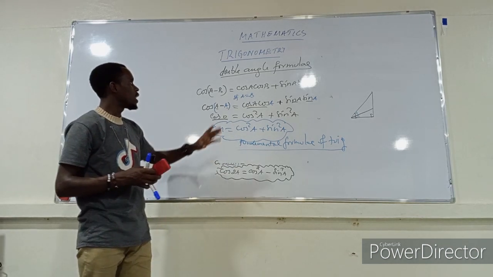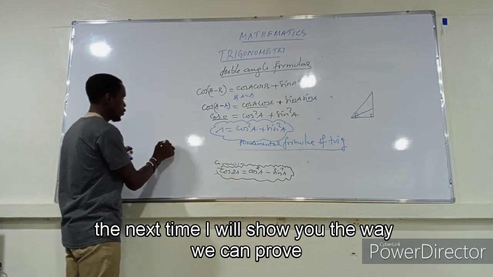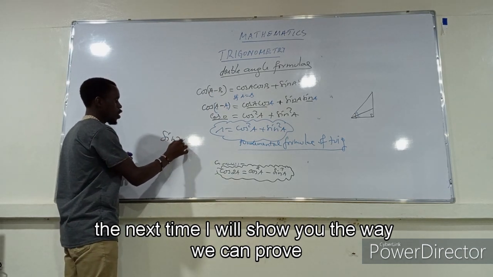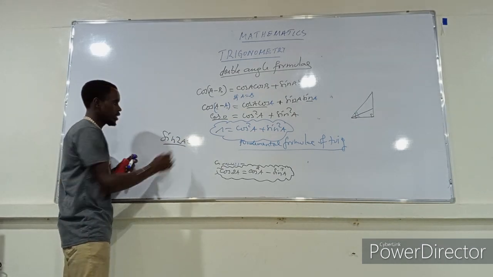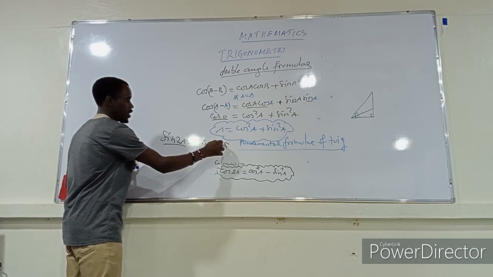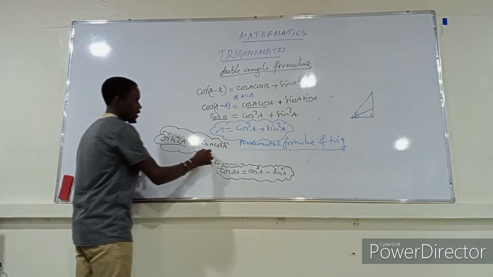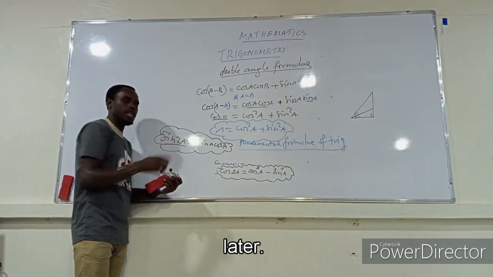And of course, next time I will show you how we can prove where sine 2A comes from. We know that sine of 2A is equal to sine A cosine of A. So stay in touch with us next time.